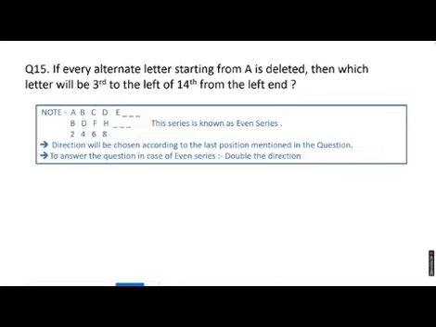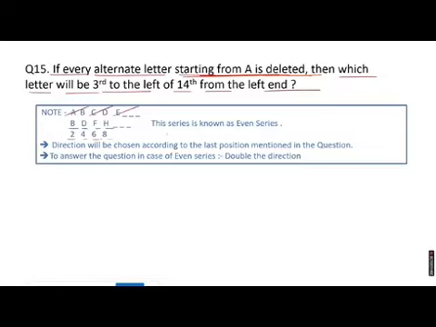Now the next question is, if every alternate letter starting from A is deleted, then which letter will be third to the left of 14th from the left end? Now in the series it is given that starting from A is deleted, so we are deleting A, C, E, and now the remaining ones are B, D, F, H, and the numbering is 2 4 6 8.